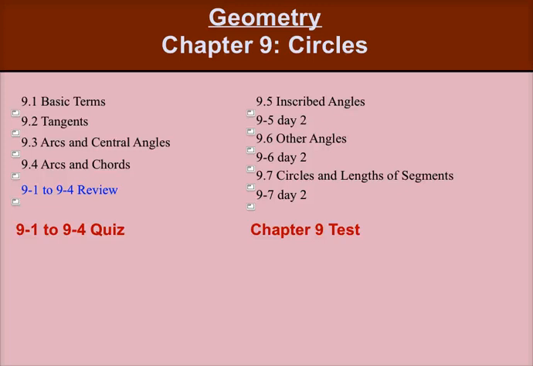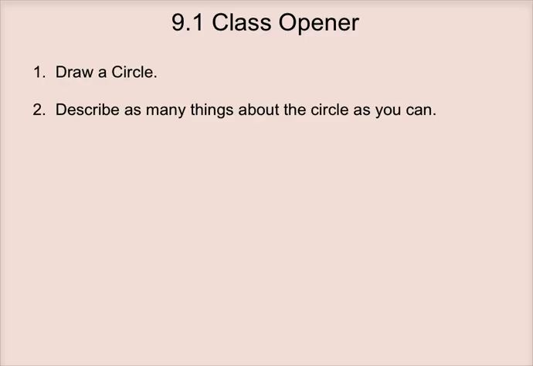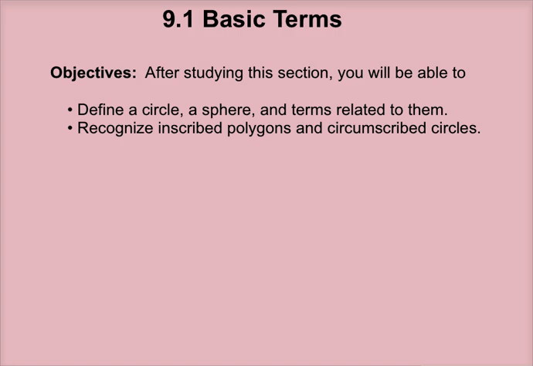Chapter 9, Circles. Today we're going to cover Section 9.1, Basic Terms. Your class opener: 1, draw a circle, and 2, describe as many things about the circle as you can. Our objectives for today: define a circle, a sphere, and terms related to them. Recognize inscribed polygons and circumscribed circles.